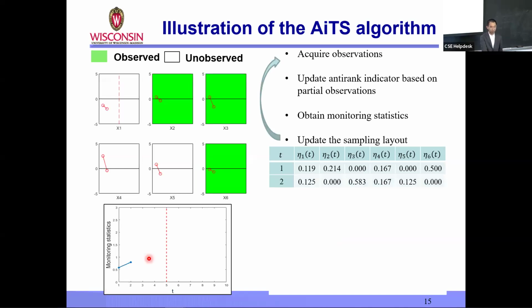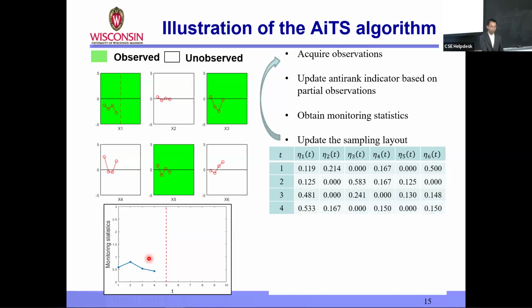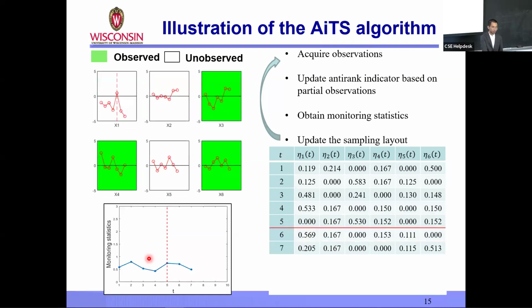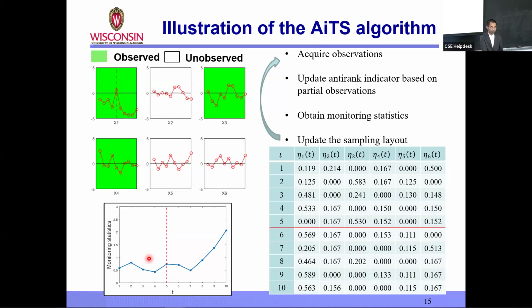So as the time goes on, the eta will change according to the observations, and the sampling layout will also change. So after T6, there is a mean shift in the first variable x1. As you can see, the eta1 will increase as time goes on, which means that the x1 is more suspicious. And also the monitoring statistic is increasing as well. So through this example, we can see that the proposed method is very responsive to identify the suspicious variables and raise alarm quickly.